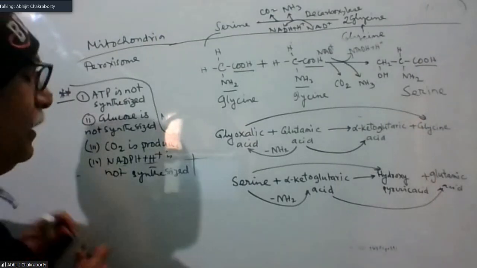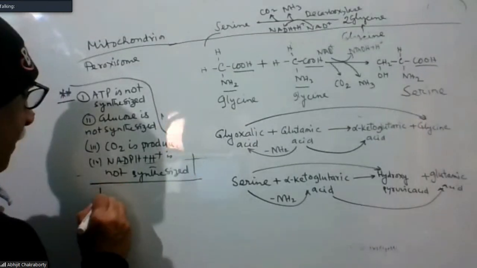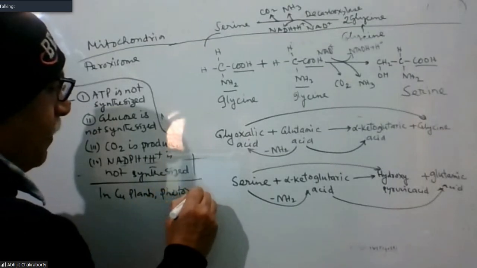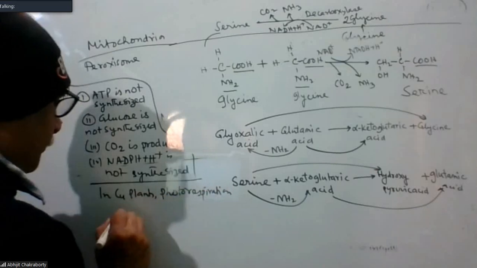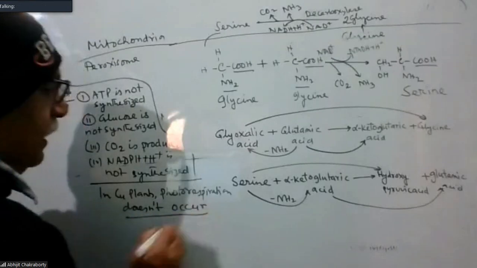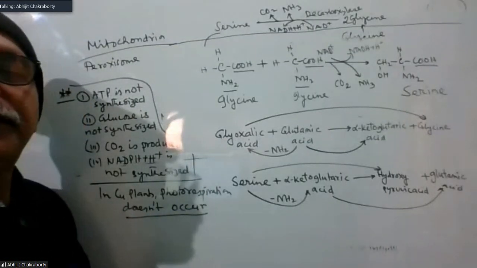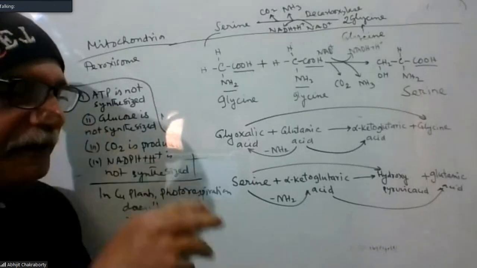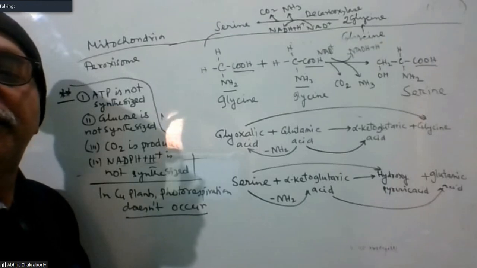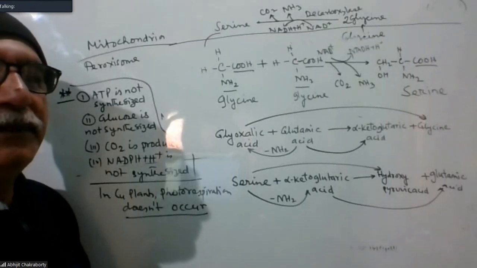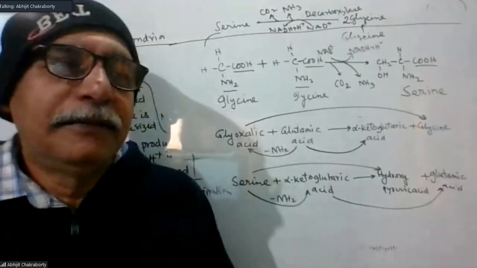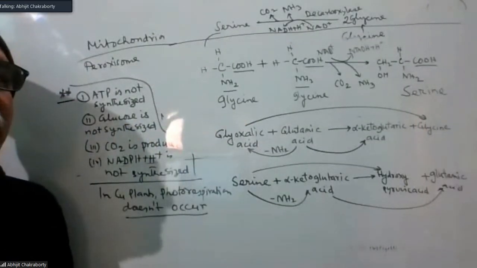But in C4 plants, photorespiration doesn't occur. In C4 plants, photorespiration doesn't occur. Can you tell me why? Why in C4 plants does photorespiration not occur? Anyone can say, please?